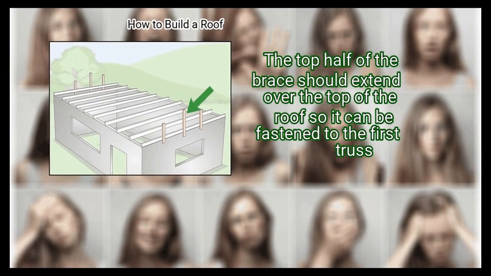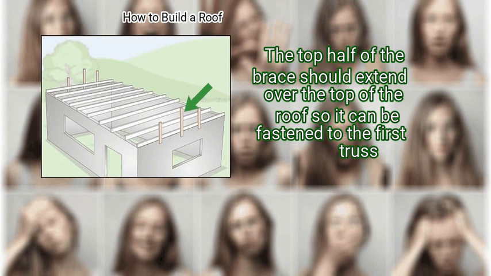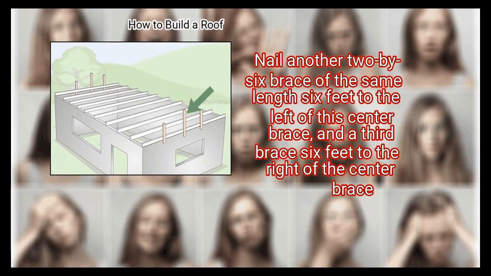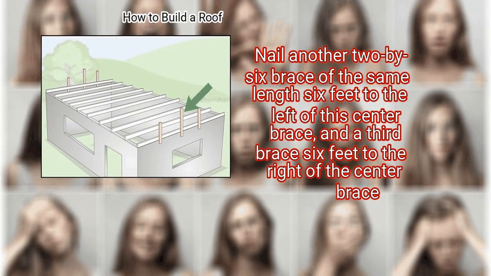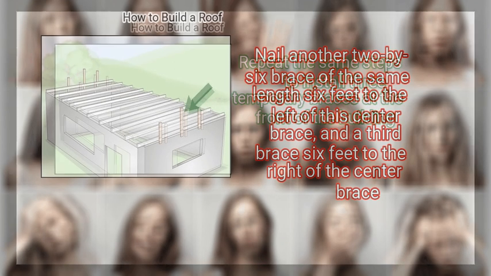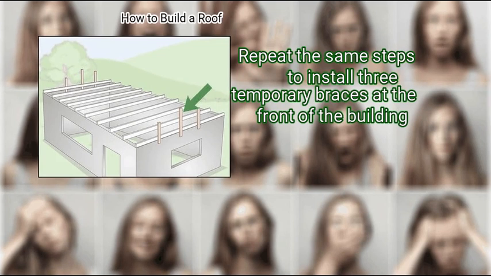The top half of the brace should extend over the top of the roof so it can be fastened to the first truss. Nail another 2x6 brace of the same length 6 feet to the left of this center brace, and a third brace 6 feet to the right of the center brace. Repeat the same steps to install 3 temporary braces at the front of the building.